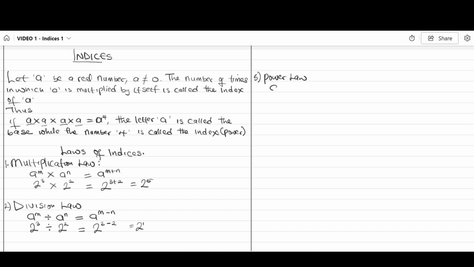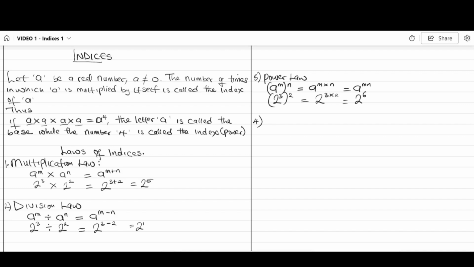If I have the value A raised to an index of m and also raised to a power of n, what we do is that we multiply the indices. So we have A raised to the power of m multiplied by n, which is A to the power mn. So for example, if I have 2 raised to the power of 3, all raised to the power of 2, this will be 2 raised to the power of 3 times 2, equal to 2 raised to the power of 6. That is the power law of indices.